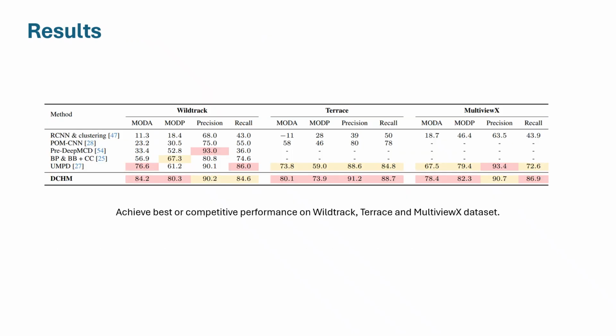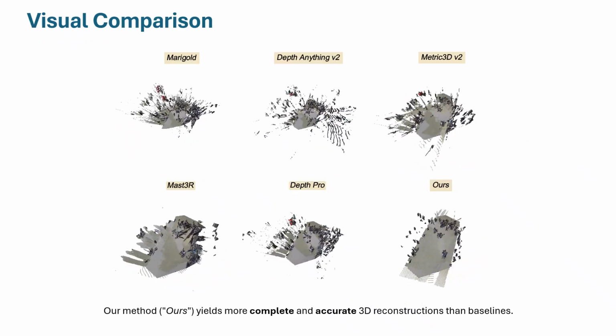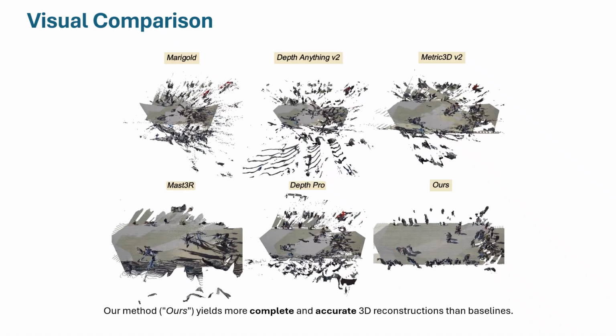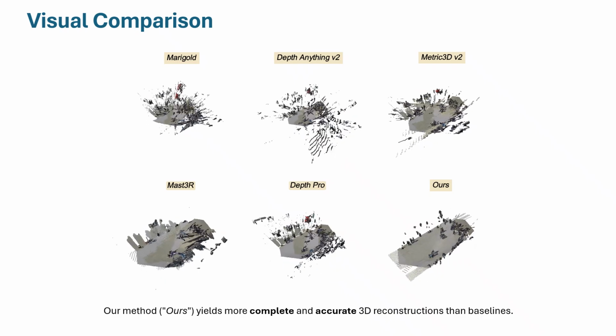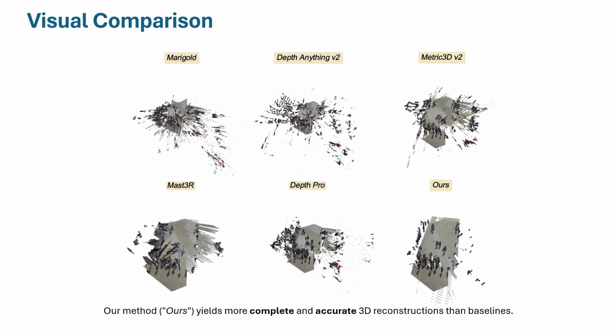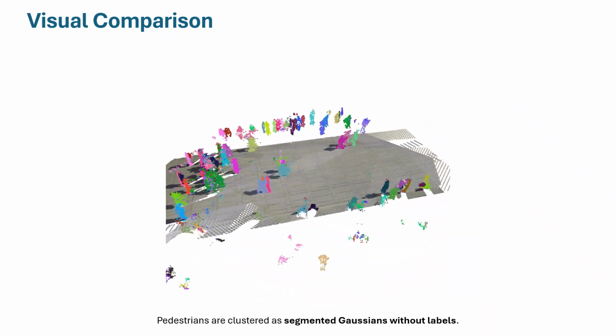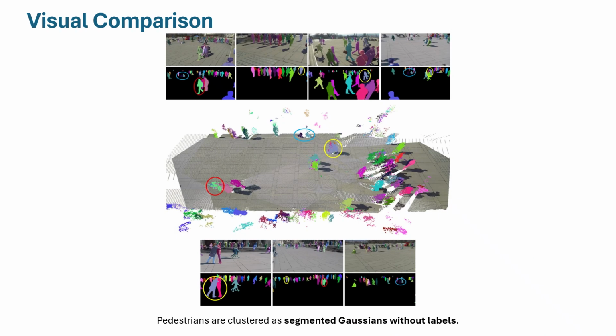We evaluate our method on Wildtrack, Terrace, and MultiviewX datasets, and achieve the best and competitive performance compared with label-free methods. As shown in the video, we achieve more complete and accurate 3D reconstruction than the baseline in occluded and sparse view settings. Also, the pedestrians can be clustered as segmented Gaussians without any multiview label.